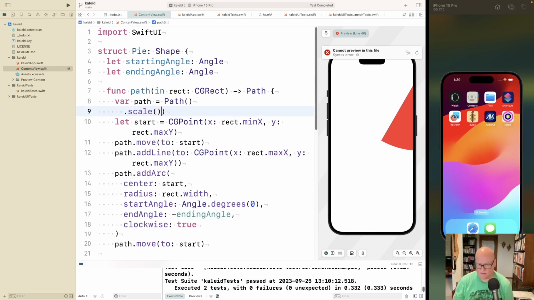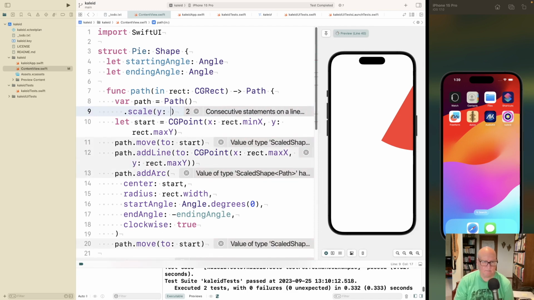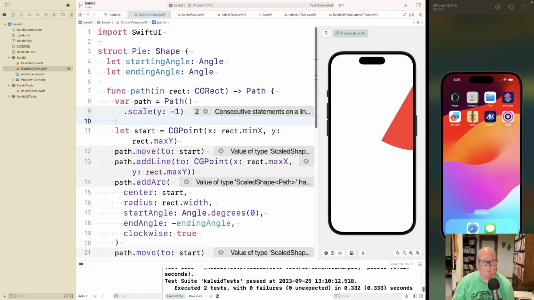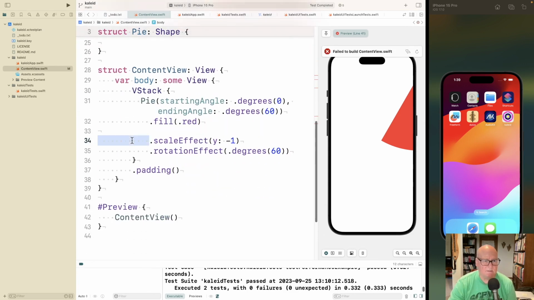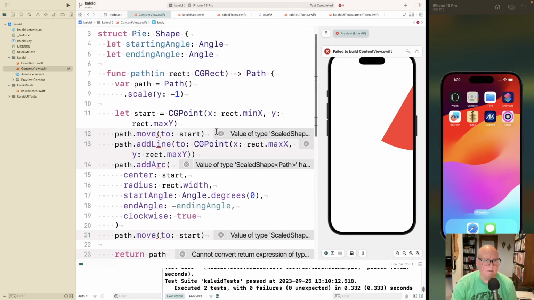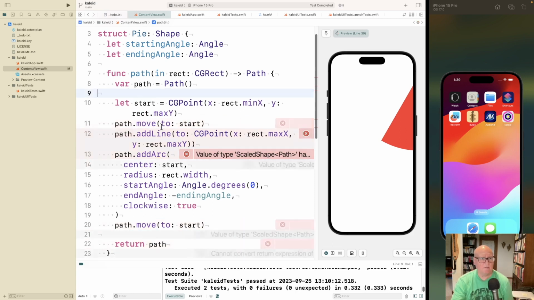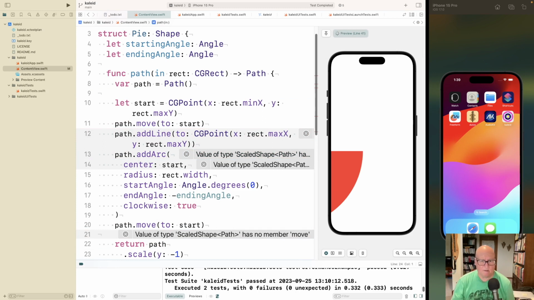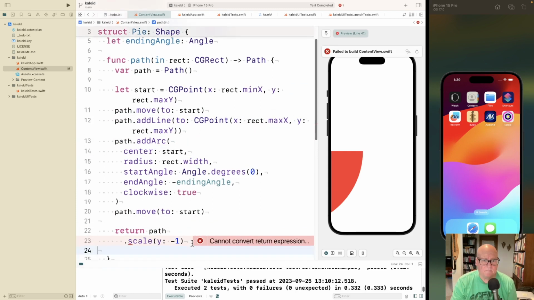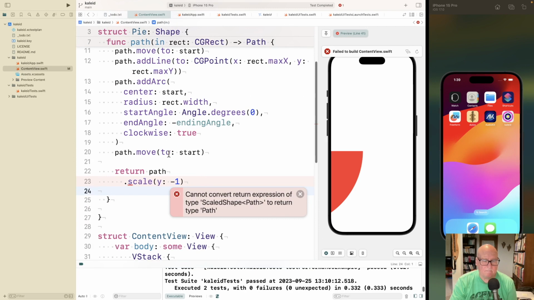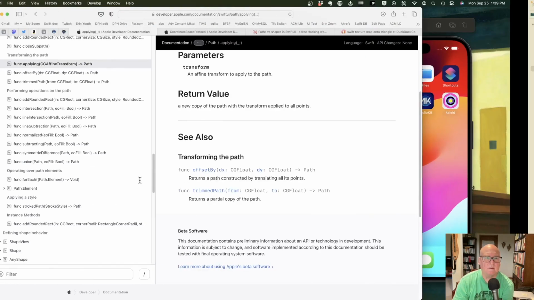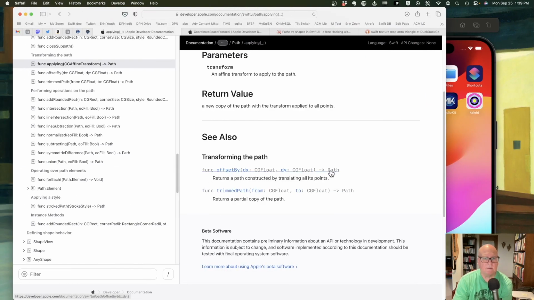I feel like I could put it here, and take this one off. Well, it's not happy, is it? Path. Can I do this afterwards? Path gives me a path.